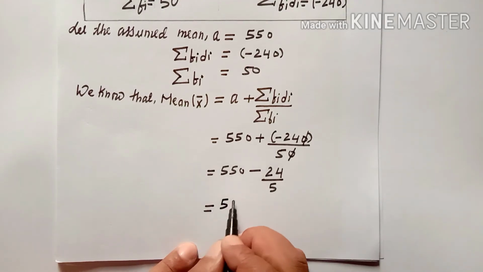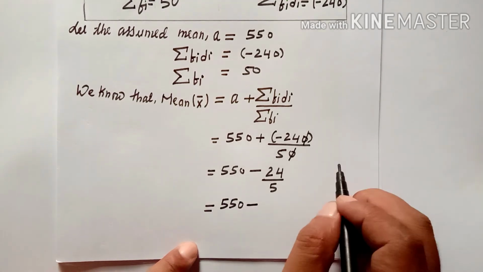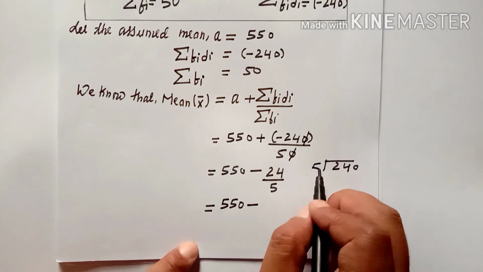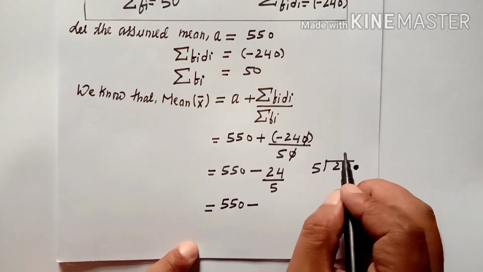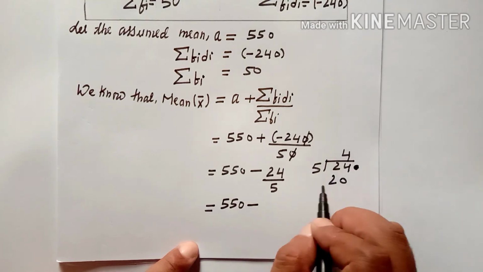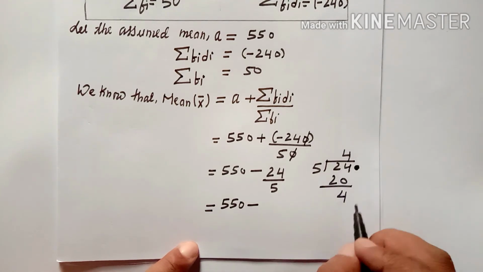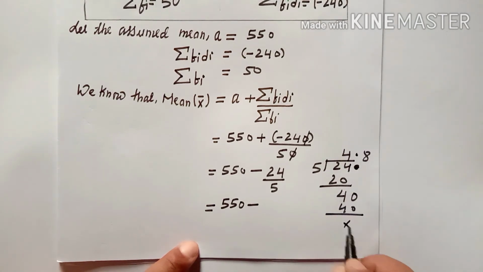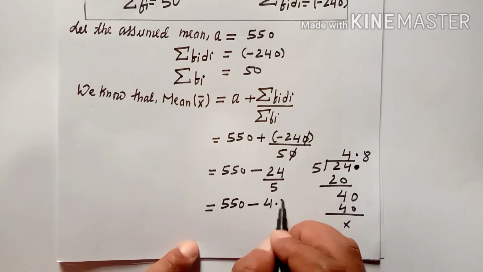So here 550 minus, we have now 24 divided by 5, which is now the 5 table. So 5 fours are 20, minus, it will be 4. Not possible to divide. Take the help of point 0. So 5 eights are 40. That is how I've got here 4.8.